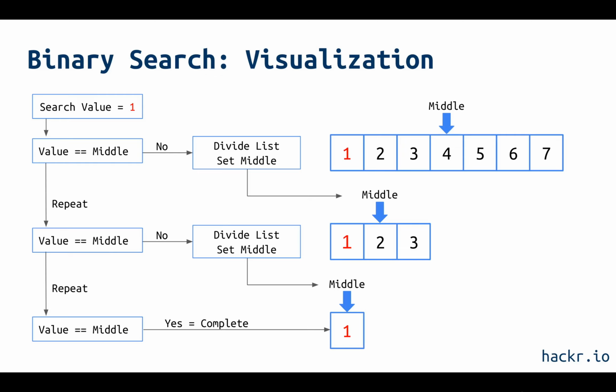Finally, we repeat and check if the value is equal to the middle element. And yes, it is. 1 is equal to the middle, so we are now completed. And that is how binary search works. Let's now put all of this into practice and code up binary search in PyCharm.